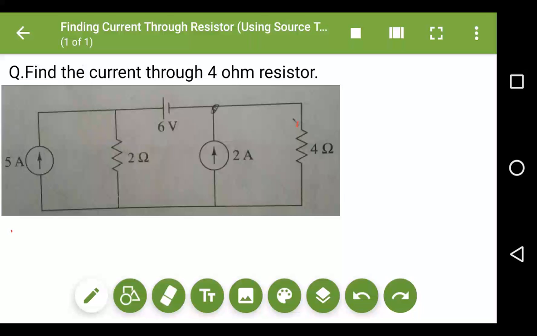Today we are going to see a very typical problem, that is, find the current through the 4 ohm resistance. So this is my 4 ohm resistance and I need to find the current flowing through it. As you can see, there are many voltage and current sources provided to us in a single network.